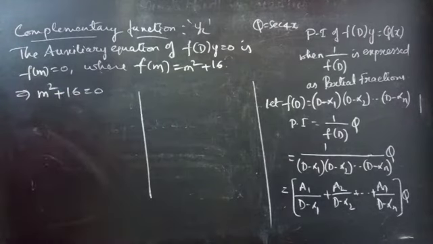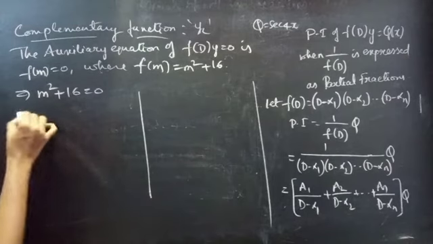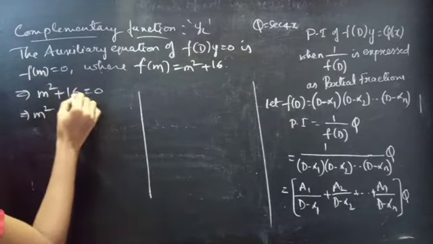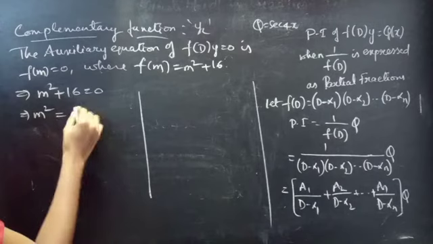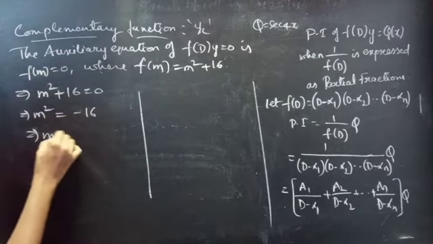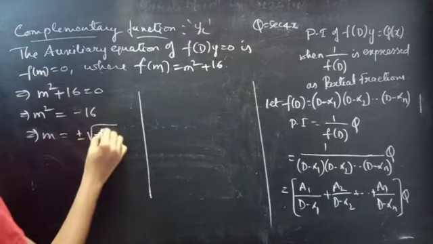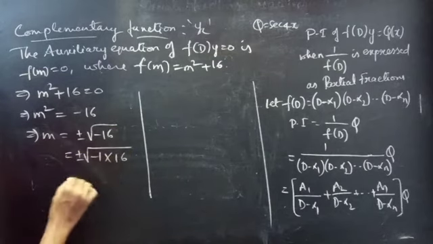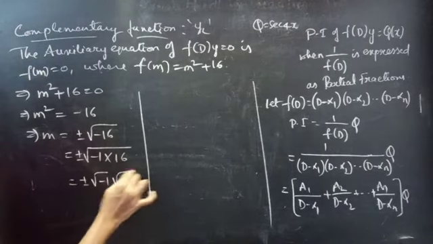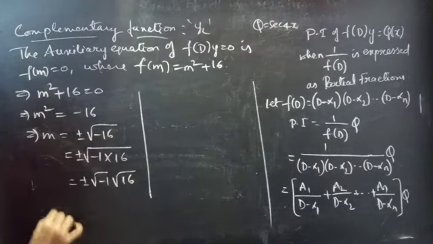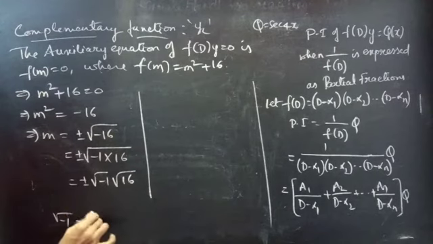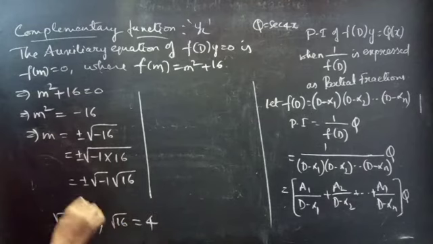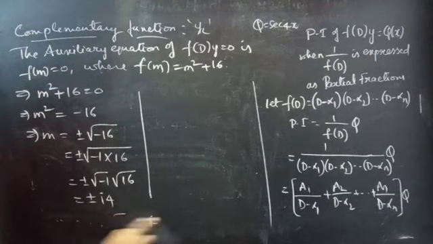You can find the roots in two ways. First one, take plus 16 to the RHS, you'll get minus 16. From this, you'll get m equals plus or minus square root of minus 16. Again, you can write minus 16 as minus 1 into 16. You can split this as square root of minus 1 into square root of 16. Since square root of minus 1 is i and square root of 16 is 4, you'll get m equals plus or minus 4i.